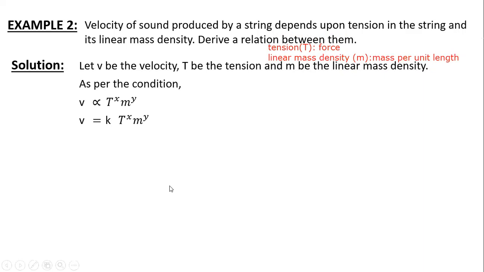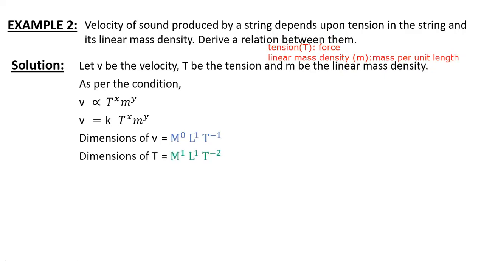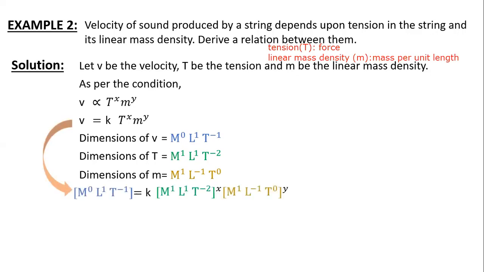Then we'll write the dimensions. V is velocity, meter per second. Tension is force, kg meter per second square. And linear mass density is mass per unit length, which means kg per meter, so M1 L minus 1, sorry. Once you get all the dimensions, just substitute in the relation with power x and power y for T and m.